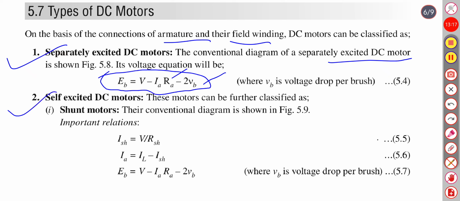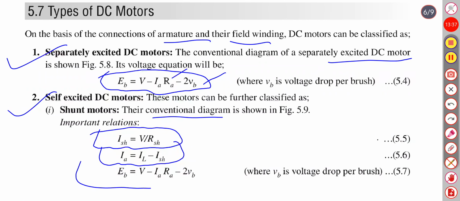In self-excited DC motors, the shunt motor, the conventional diagram we will see on the next slide. Important relation: the current in the shunt field can be written as V by Rsh, where the armature current equals IL minus Ish. So the back EMF formula will be like this: V minus Ia Ra, and this is the carbon brush drop.